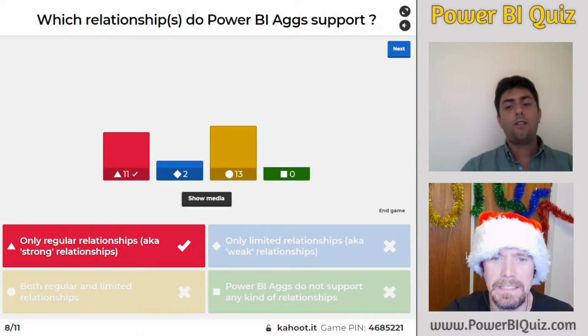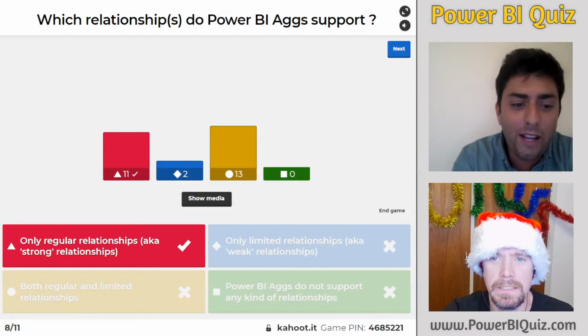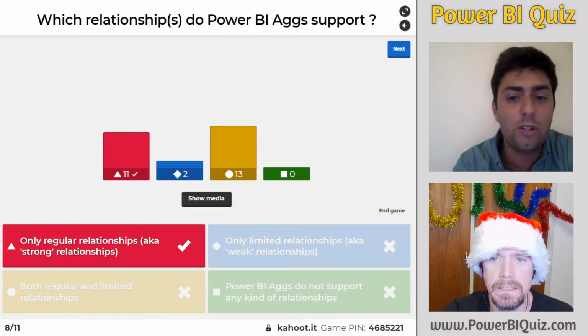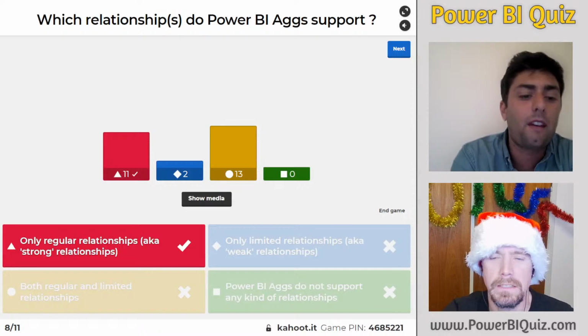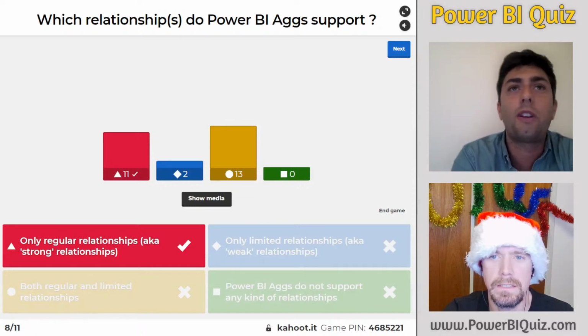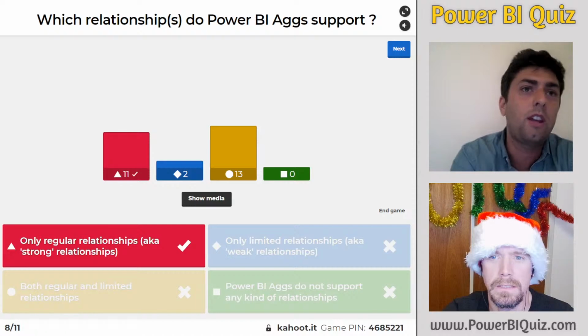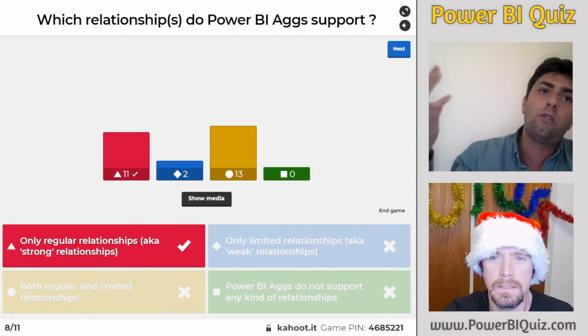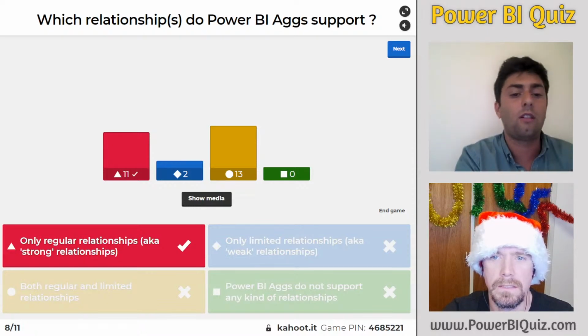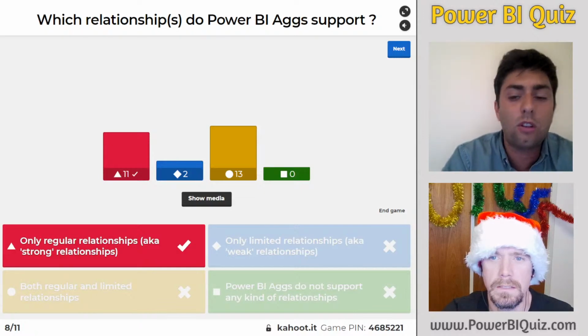Yes, this one was tough. The correct answer is regular relationships, which used to be called strong relationships by Microsoft and Marco Russo. So technically, a limited relationship, for example, a many-to-many relationship. If you have a many-to-many relationship between your dimension table and your fact tables, you will see that the aggregations will never get hit. I have already tried it a few times.